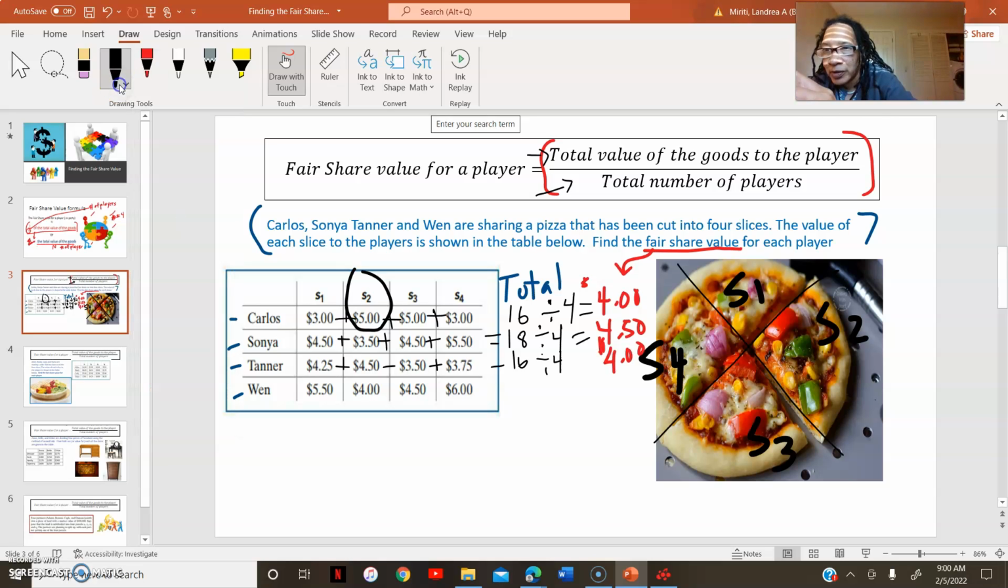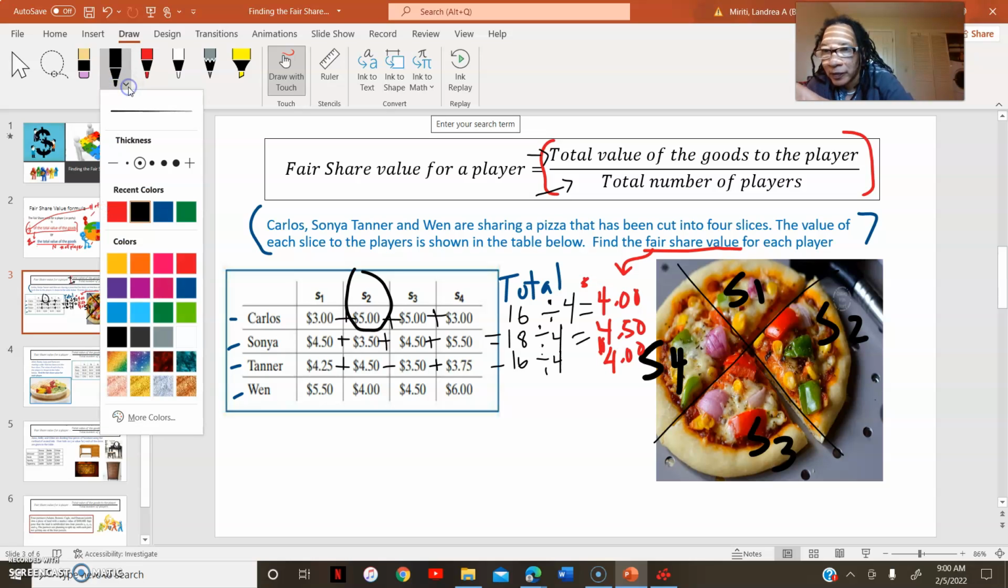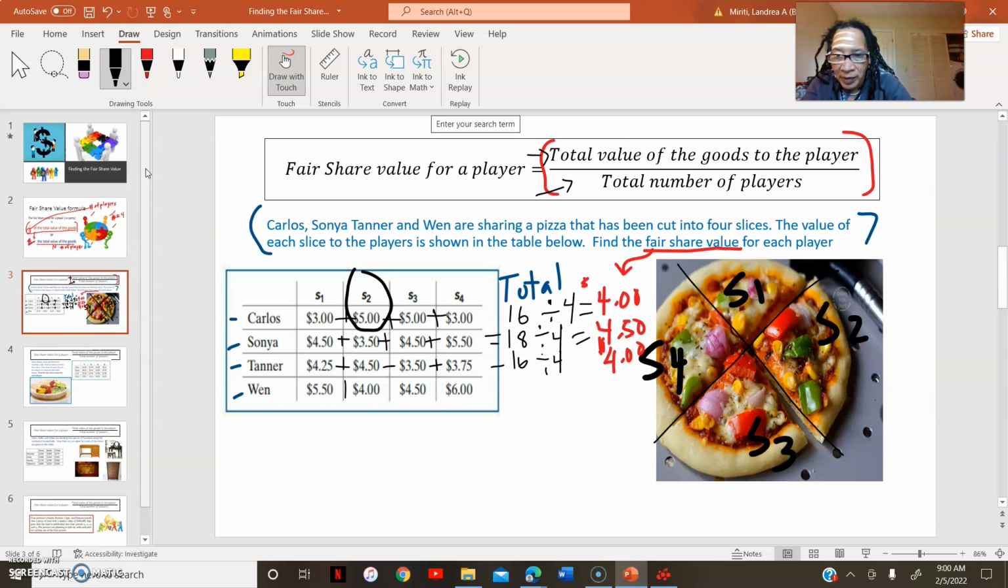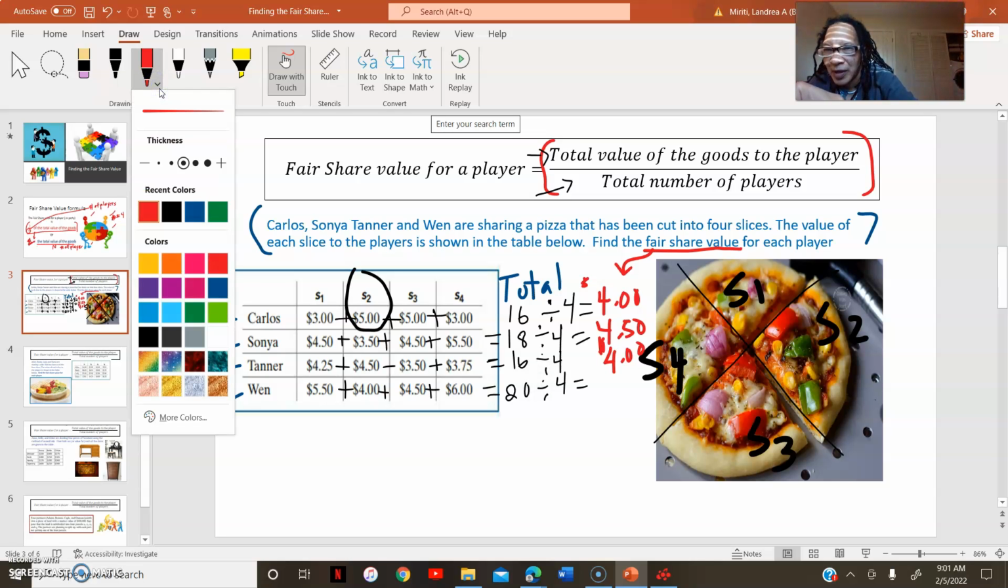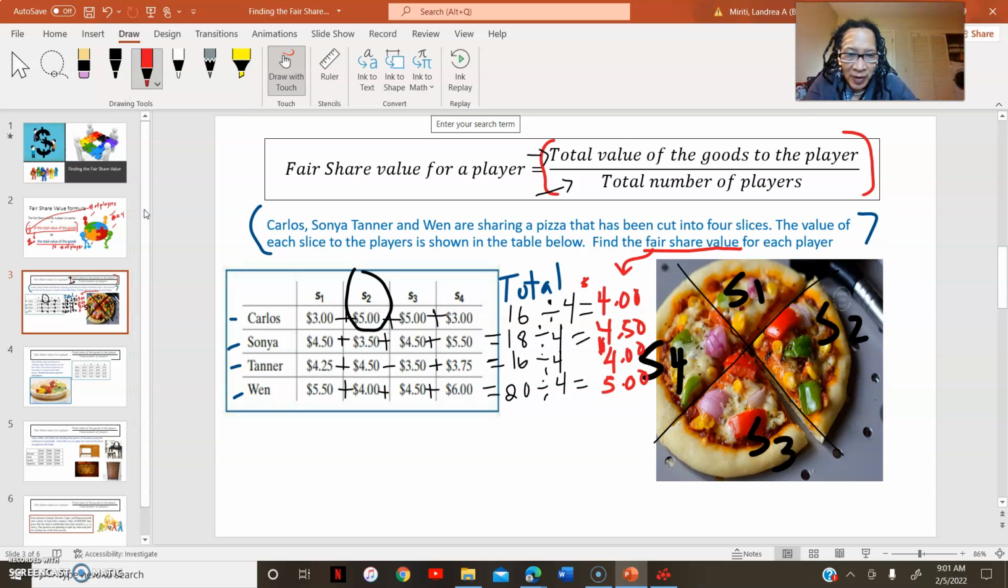And finally, if we were to do the same thing for Ren, and we add all the way across, this time Ren's total ends up to be 20, and 20 divided by 4 gives us a fair share value of $5 for Ren. So we have just found what we call the fair share value for all of these players. And later we'll talk about how we use this fair share value number. But we simply found this number by using our formula.